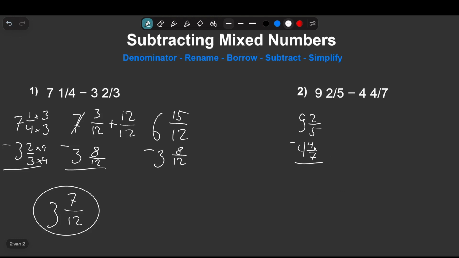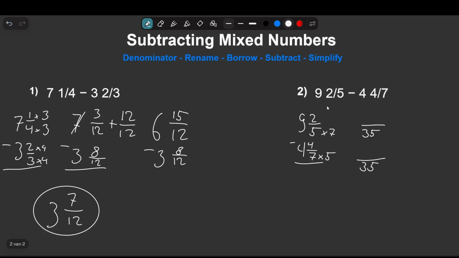So let's utilize this. We're going to do 5 times 7 and 7 times 5. So 5 times 7 equals 35, and 7 times 5 also equals 35. So as you can see, this does work. Let's write it a bit lower, like this. So as you can see, we now have the common denominator.